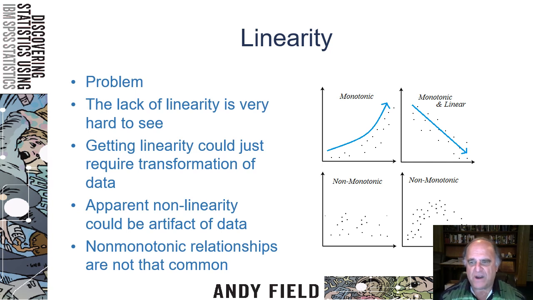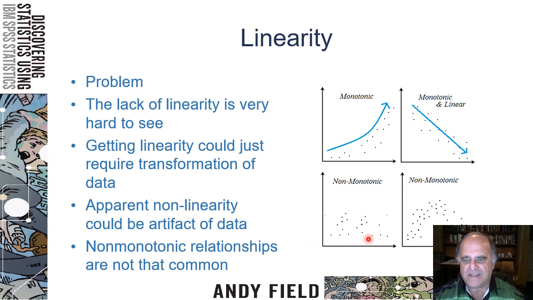A lot of what are called monotonic relationships can be transformed to create linear relationships. So apparent nonlinearity can simply be an artifact of the data. And what are called non-monotonic relationships are not really that common in psychology. Again, if we look at this, this would be a monotonic relationship. Monotonic means as one variable increases, the other one increases. Of course, this would be monotonic positive. This would be monotonic and linear and negative.